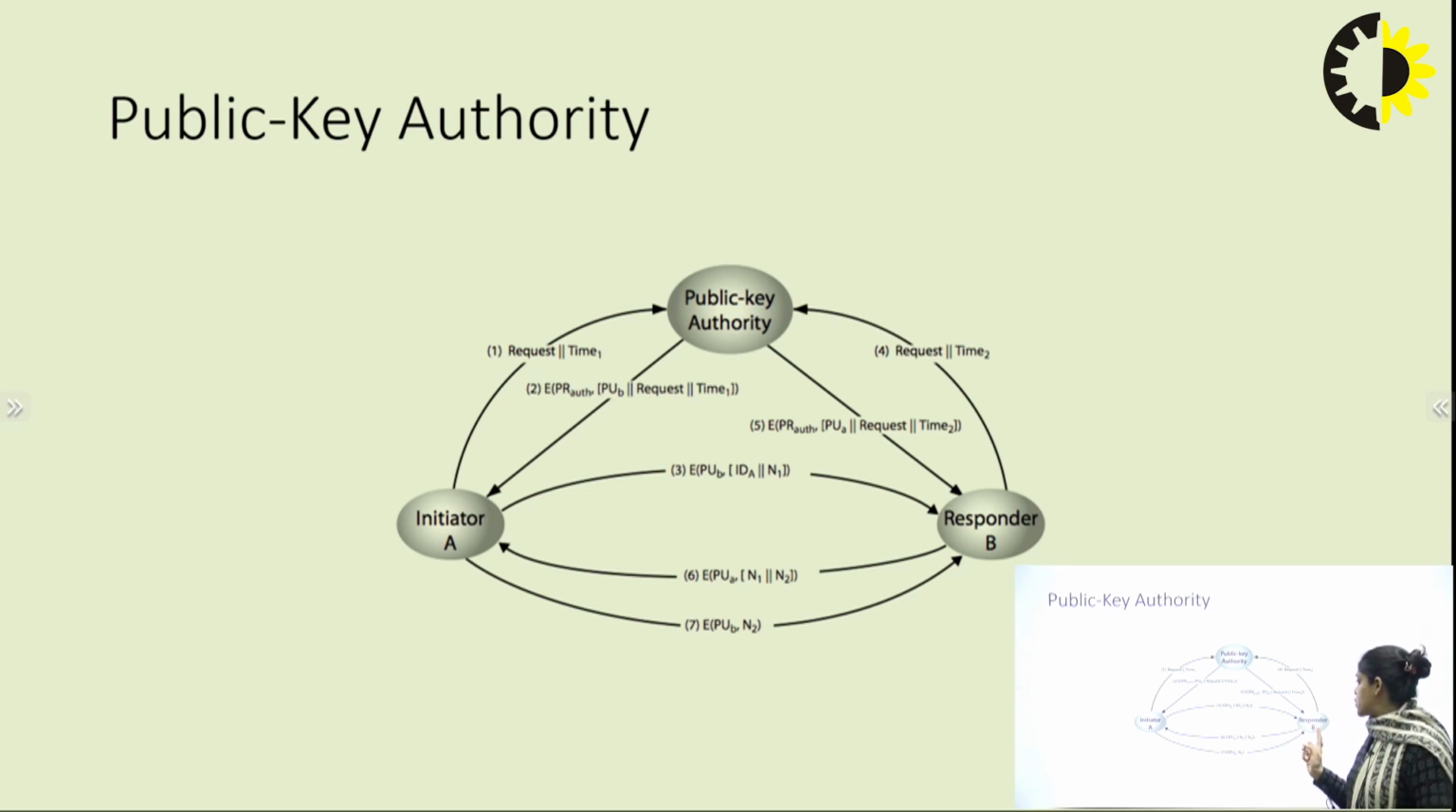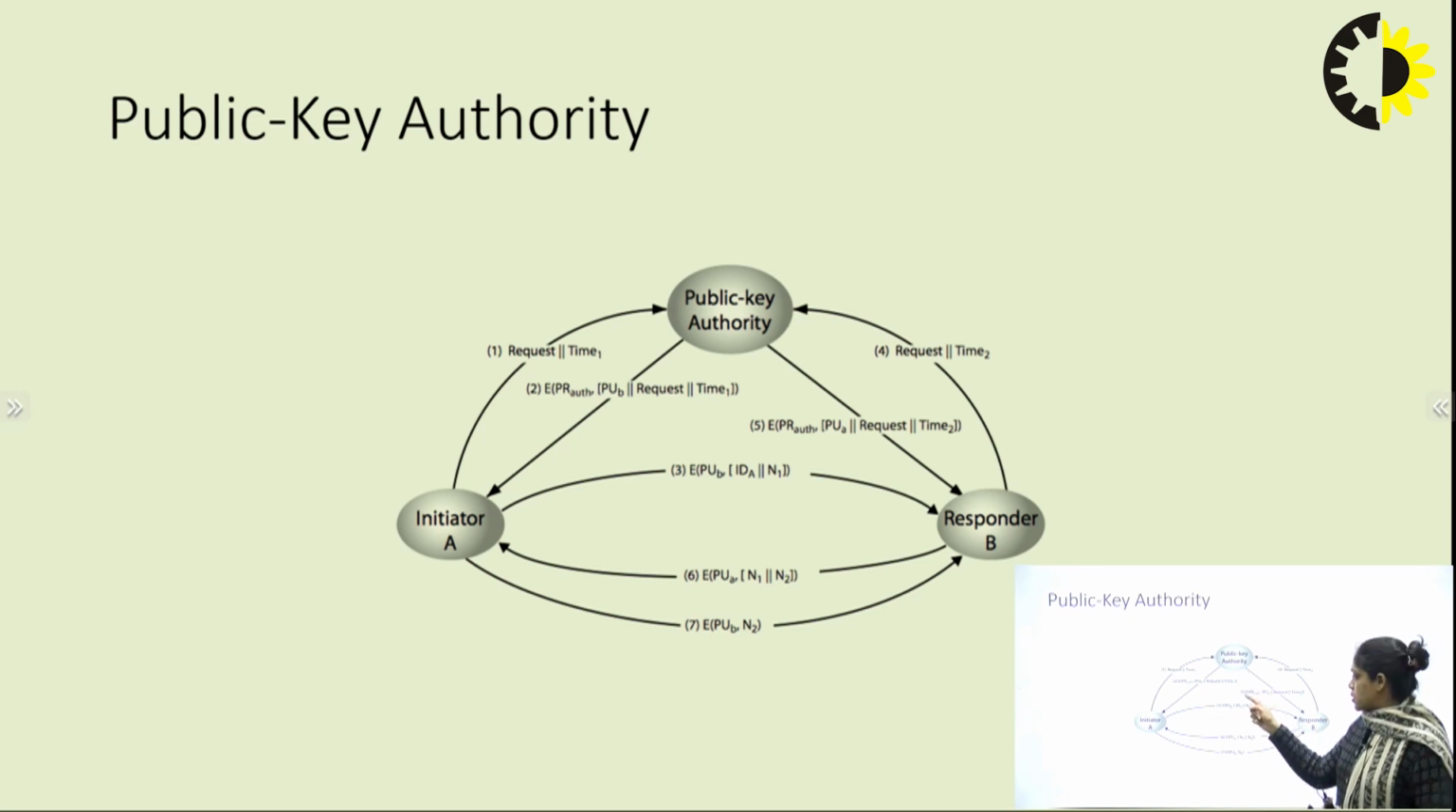For that, this responder B is sending a request with the timestamp 2. Here you can see time 1 is written, meaning it shows at which particular time this statement was executed. In the same way, this request and time 2 show the timestamp for this particular statement. So it is sending the request along with time 2. Now when the public key authority receives it, it will send it back.